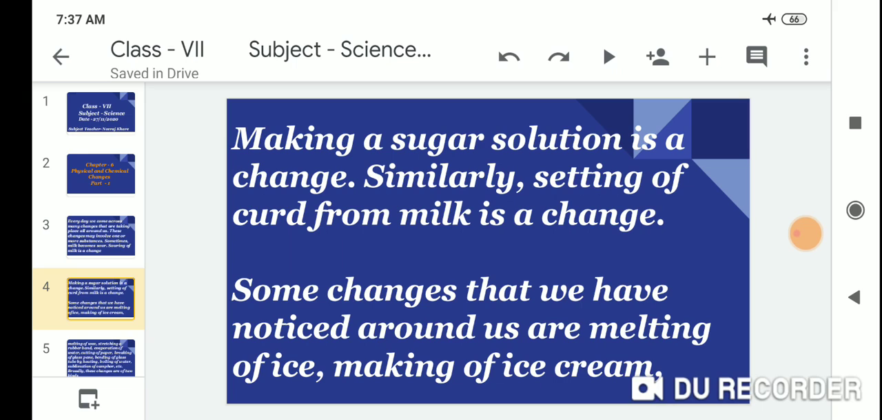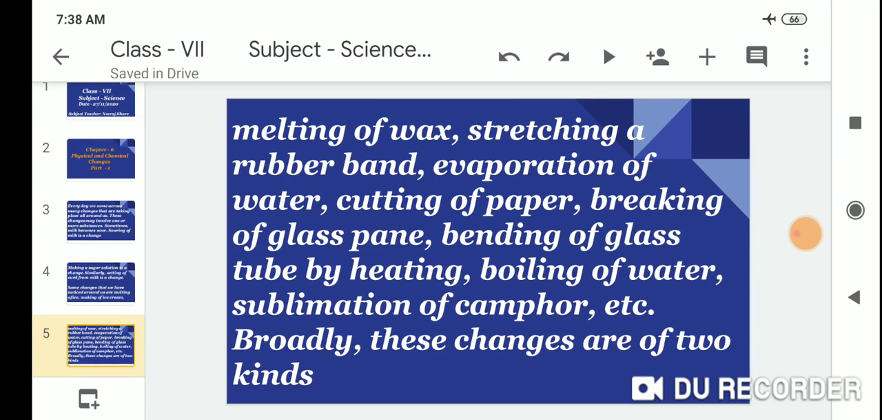Some changes that we have noticed around us are the melting of ice, making of ice cream, melting of wax, stretching a rubber band, evaporation of water, cutting of paper, breaking of glass, bending of a glass tube by heating, boiling of water, formation of a compound, etc.